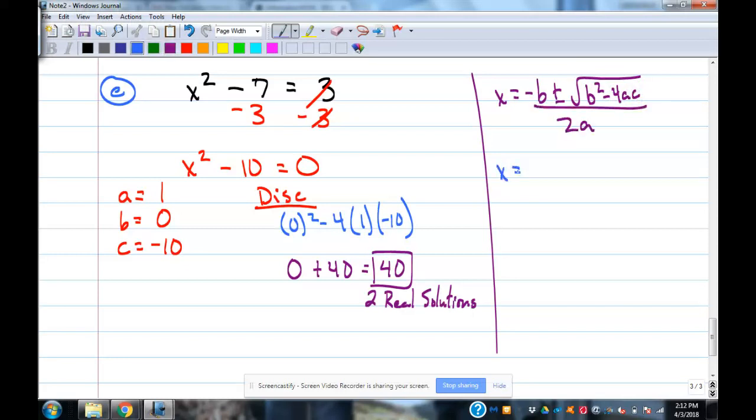You know -b. Is there such a thing as -0? No. So when b is 0, -b is just 0. And we know that the discriminant, the b squared minus 4ac, is 40, over 2 times a, which is 2 times 1. So we can just turn that into 2. 0 plus or minus, and we're going to simplify that square root of 40.